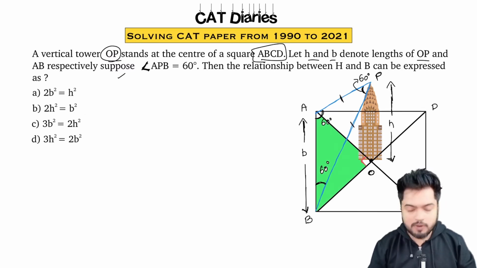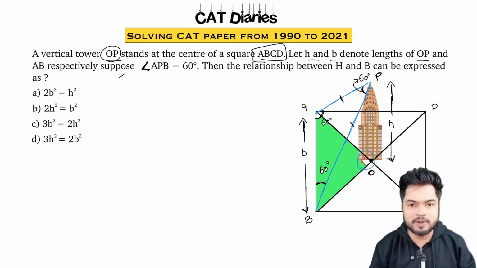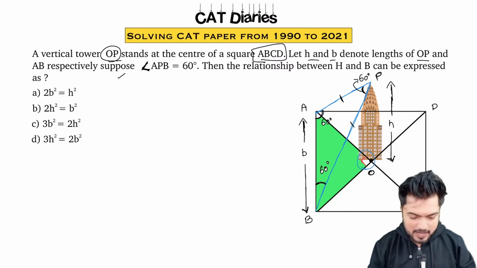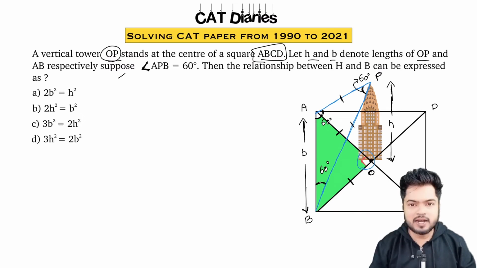Okay, what do I know about this? It's a 45, 45, 90. How do I know that? Because one of the angles here is 90. The diagonals of a square bisect at 90. And I also know that these two have to be equal. The diagonals of the square are equal. Even if they bisect, still they are equal, right?